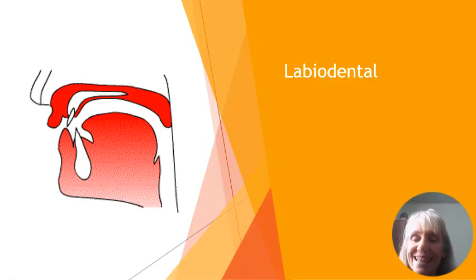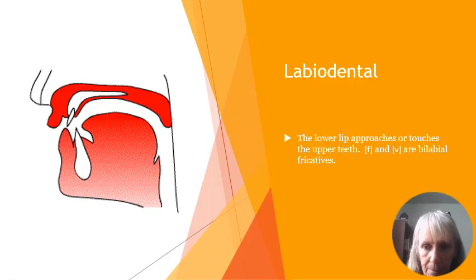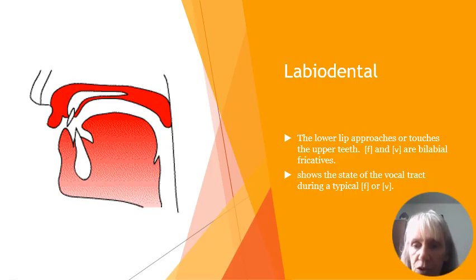So the next one is the labiodental. So I'm talking about the lips and the teeth, okay? The lower lip will approach or touch the upper teeth, like that. And we see that in fox, violin. So these are called labiodental fricatives because I'm hearing that little bit of friction at the same time, am I not? And this picture over here shows the state of the vocal tract during the f and the v.